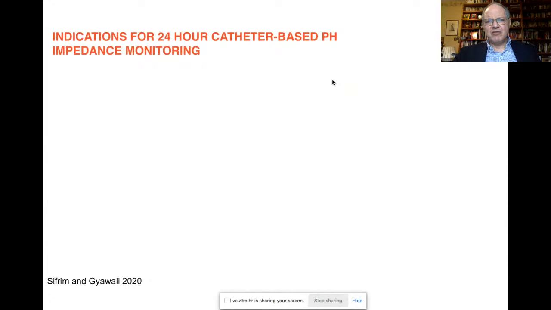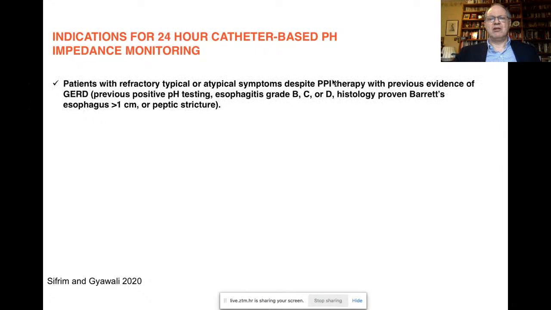What are the indications for impedance pH monitoring? This is a technique that can be used both off or on PPI, particularly important in patients with refractory typical or atypical symptoms despite PPI therapy, but only in those who have documented reflux disease, either by positive endoscopy, grade B, C, or D, or Barrett, or peptic stricture, or if they had a previous positive pH testing.